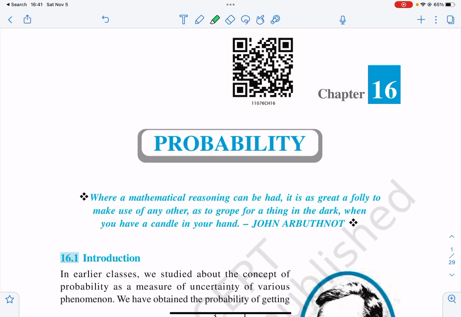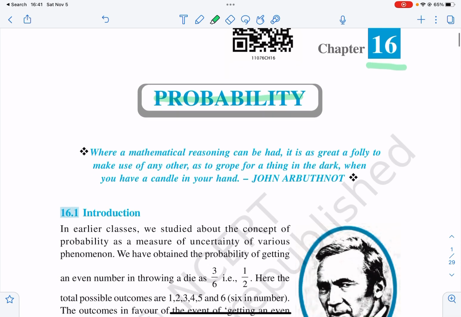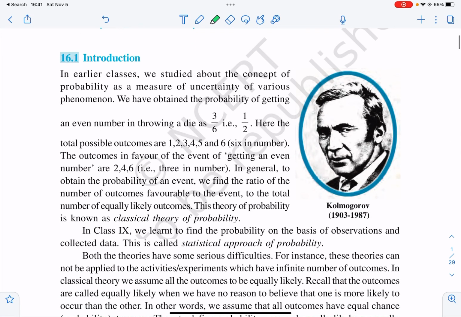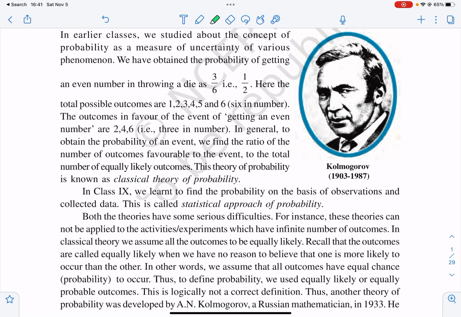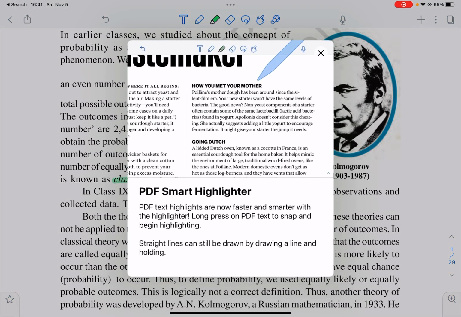So let's start looking at the chapter probability. This is chapter number 16 of the class 10th CBSE textbook. Now, in this video, we will just look at the chapter. We'll just survey the chapters to see what topics are there. So this chapter starts with the introduction, and what we are going to talk about is what you have already studied in class ninth, which is known as the classical theory of probability.